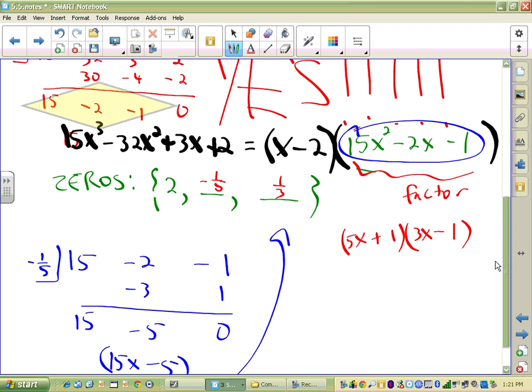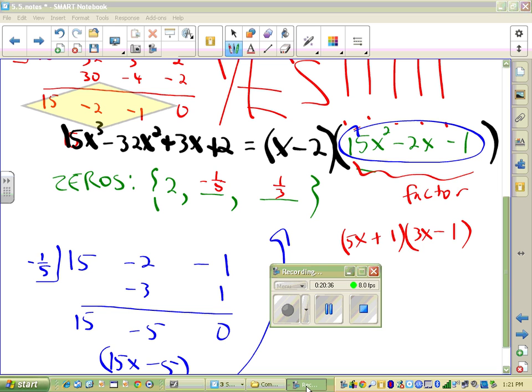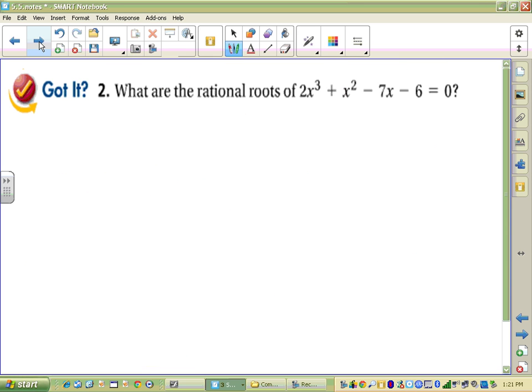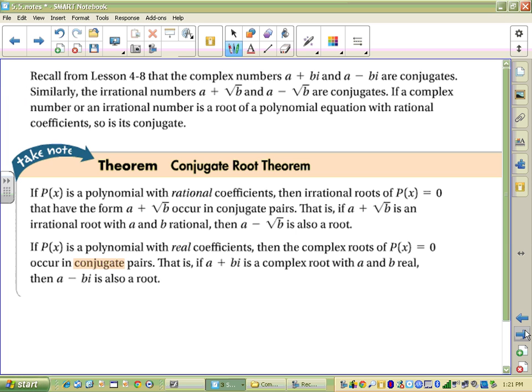Wow, I feel like I just ran a marathon. So if you think this gets any easier, well, you better think again, because that was a cubic. Sometimes there's going to be 4th degree functions. So we saw how to do one of those. Let's look at a couple of these theorems.